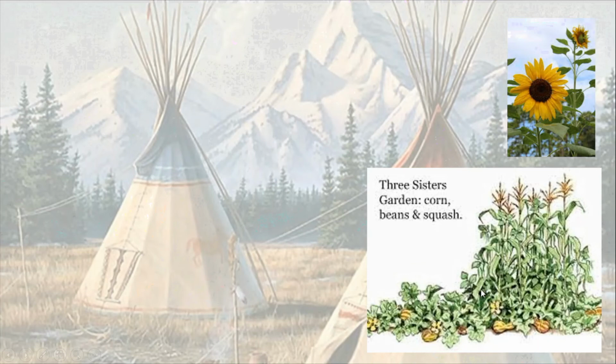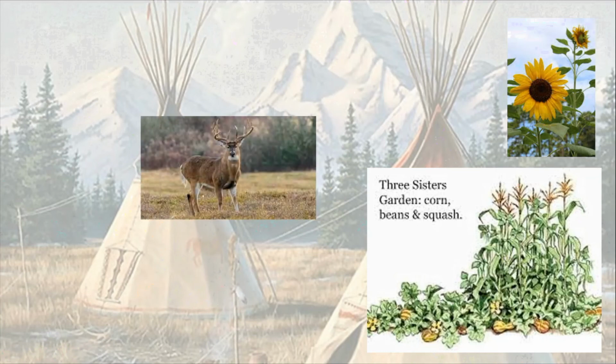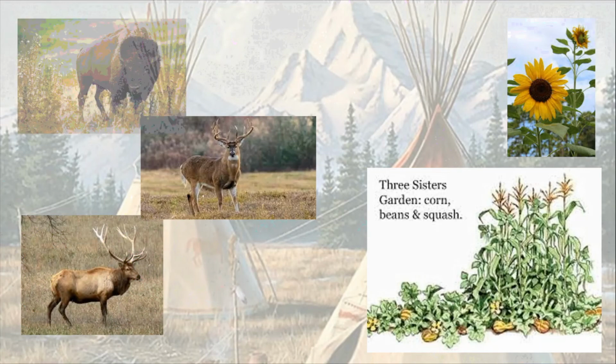So they did farming in some of the places. They grew the sunflowers, corn, beans, and squash. But then they also hunted deer, elk, and buffalo. The buffalo was their main source just because you could get a lot from the one buffalo. So it was like a one-stop shop. But they did also hunt deer and elk.